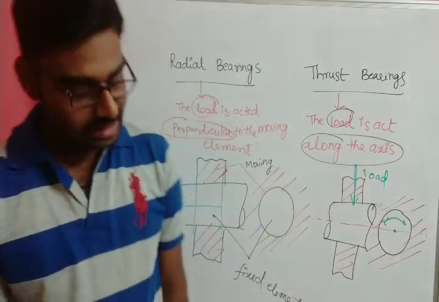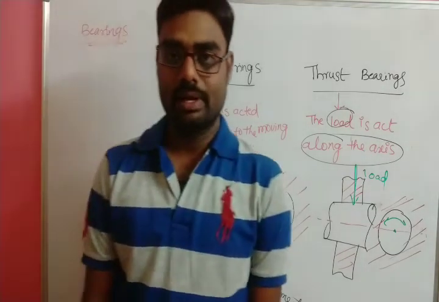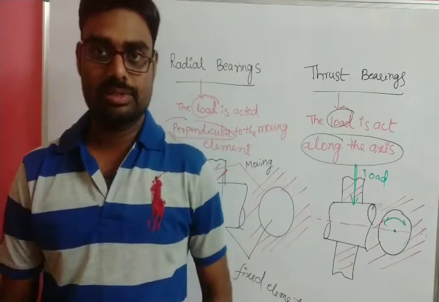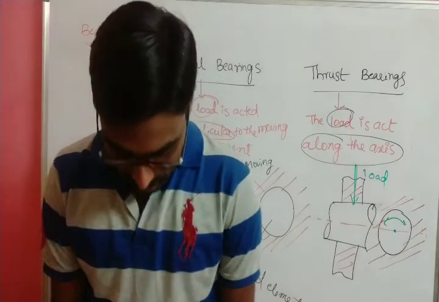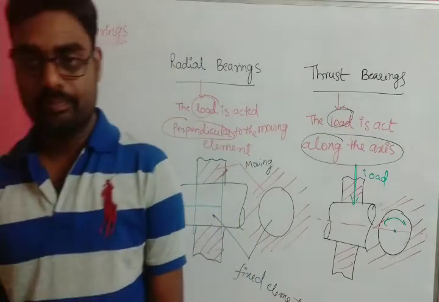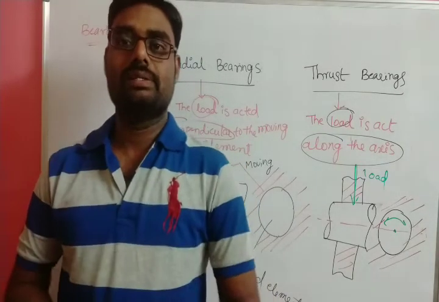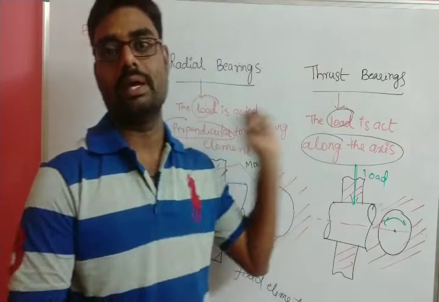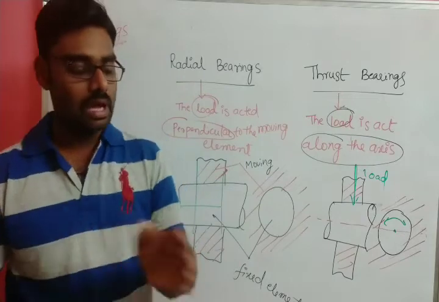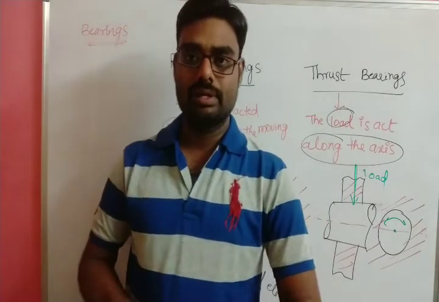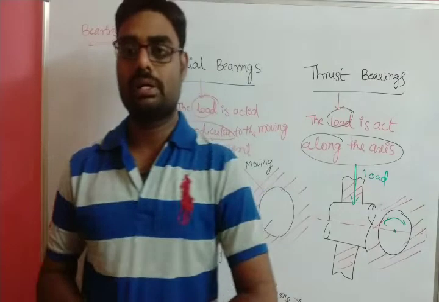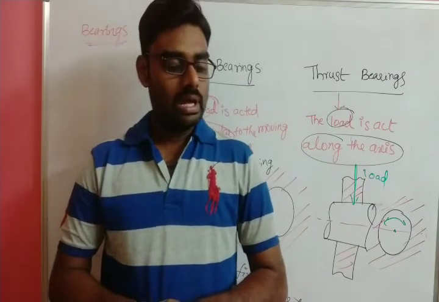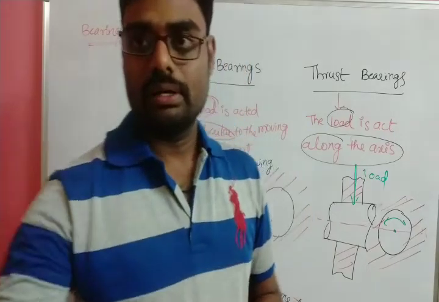Then the third one is, what is the meaning of sliding contact bearings? Sliding contact bearing means the shaft or journal sliding takes place along the surface of a bearing. So that is known as sliding contact bearings. Then the next one is rolling contact bearings. What is the definition of rolling contact bearings?